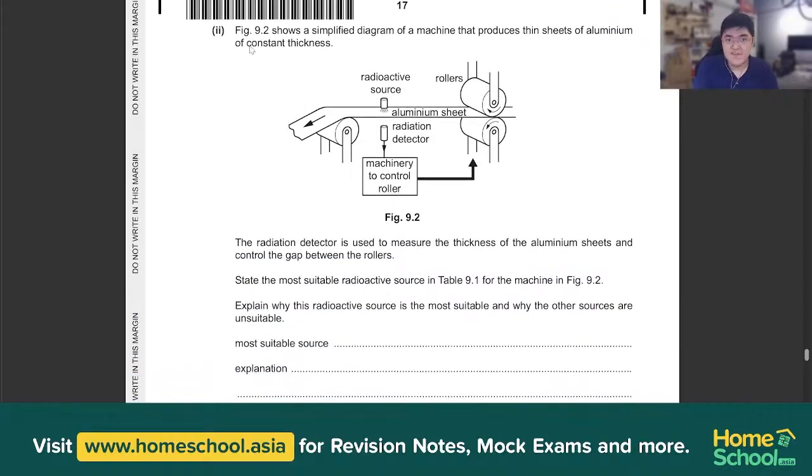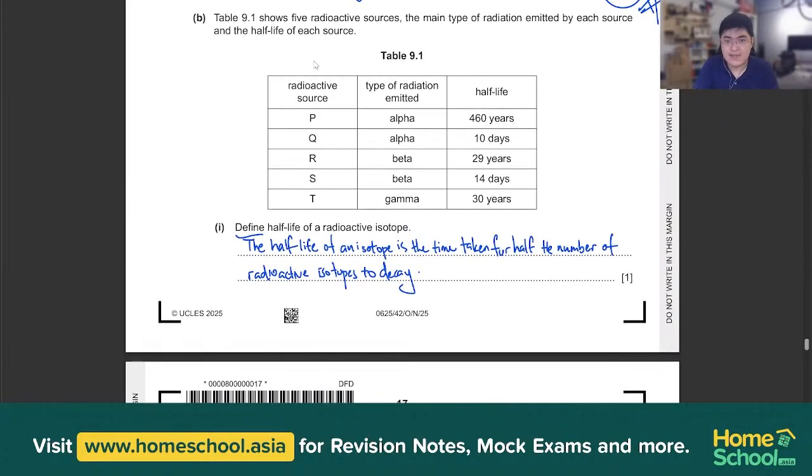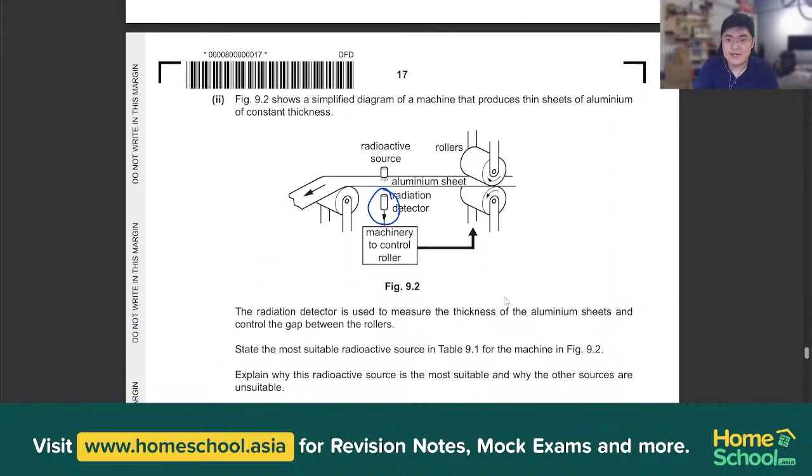Over here, as you can see, figure 9.2 shows a simplified diagram of a machine that produces thin sheets of aluminium of constant thickness. Right over here, you can see this radiation detector that is used to measure the aluminium sheets and control the gap between the rollers. We are supposed to go to table 9.1 to select the most suitable radioactive source to be used over here. Okay, so let's go through each of these one by one.